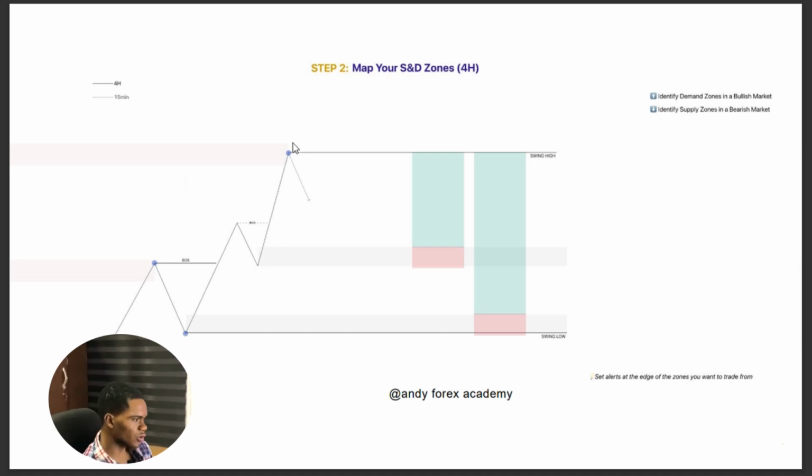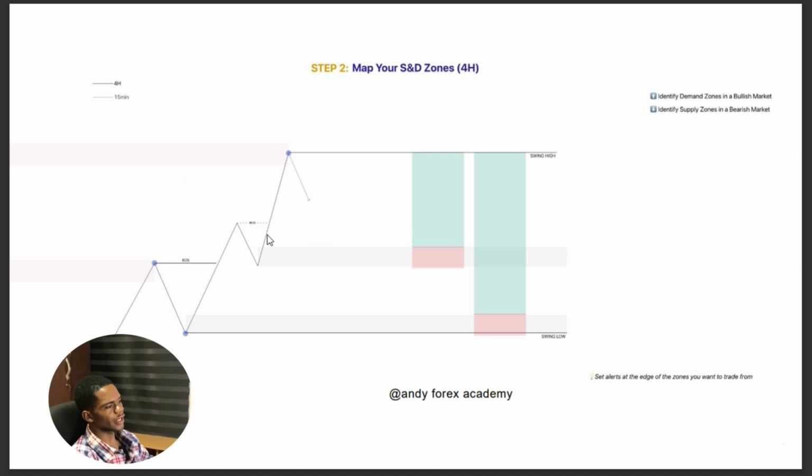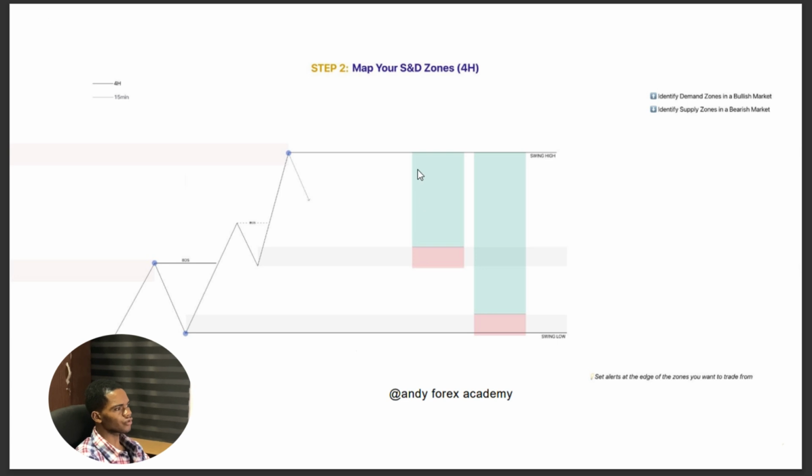So when price got here, we are expecting price to pull back to a demand zone, which is here. There we are going to enter the trade, and then it continues like that, giving us a break of structure. So let us move down to step 3 to see how it's going to be.